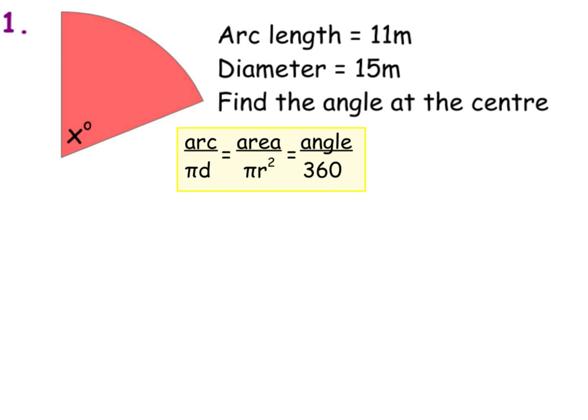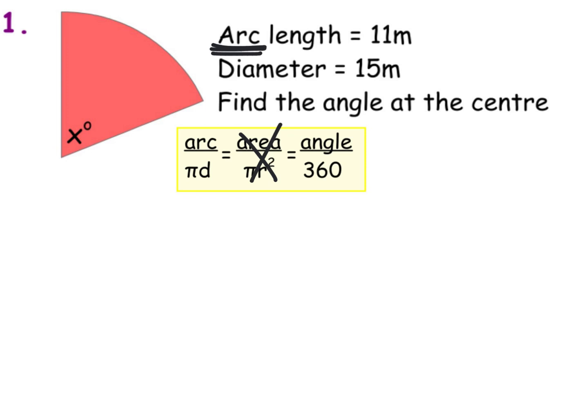On my first one, I am given a small sector, and I am told what the arc length is. First thing is, make sure you read it and know you're working with arc. So I'm not using the area part of my formula. Hopefully you've seen the other videos and you're familiar with the formula. It's arc over circumference, area over area, and angle over 360, because your angle is out of 360. I'm told the diameter is 15. So I am using arc length, so we're just going to scrub out the area bit.